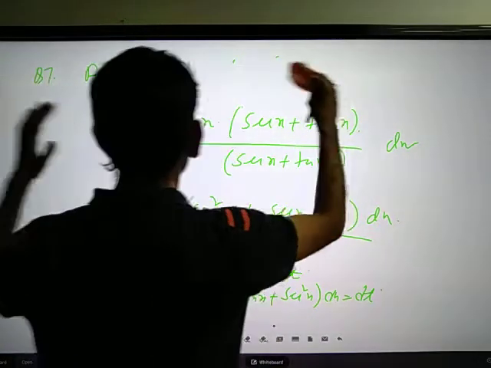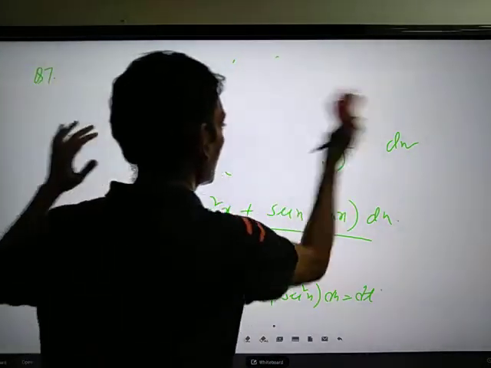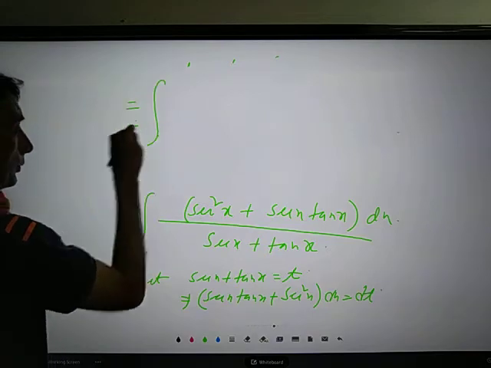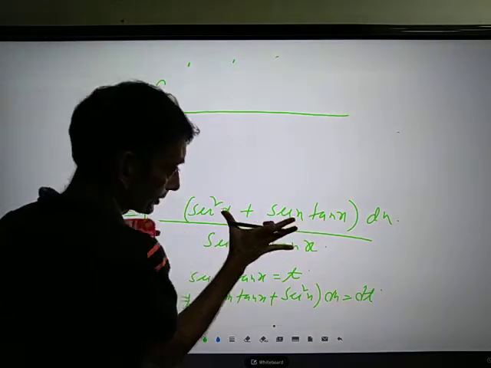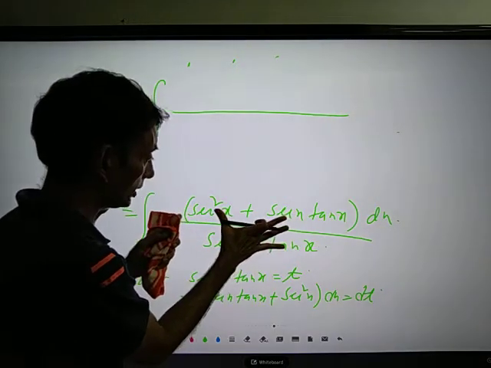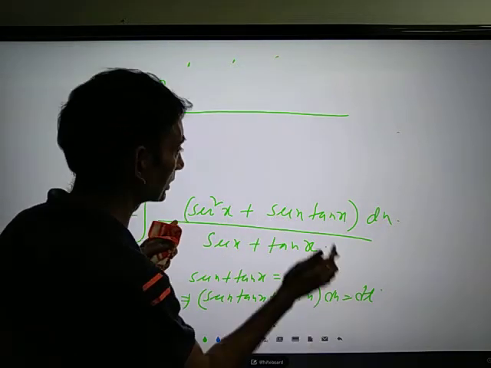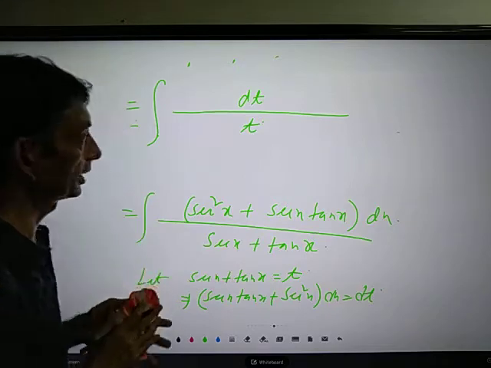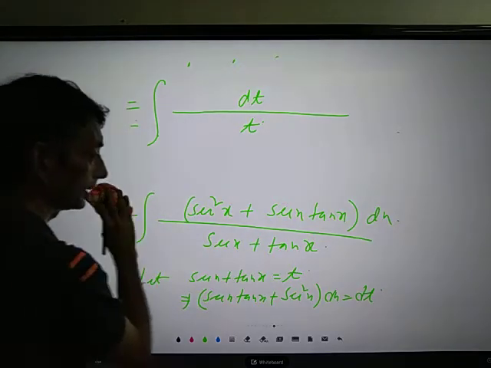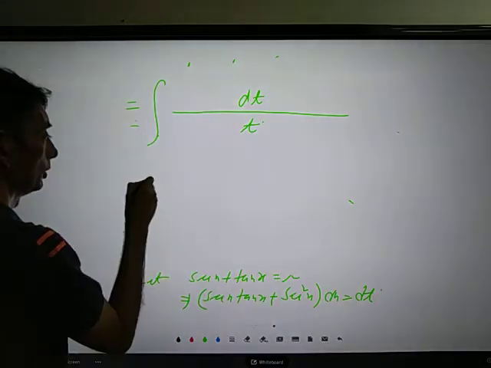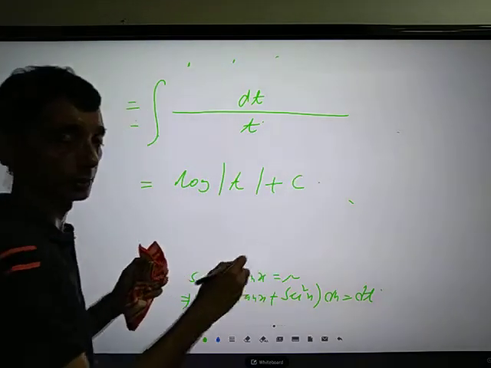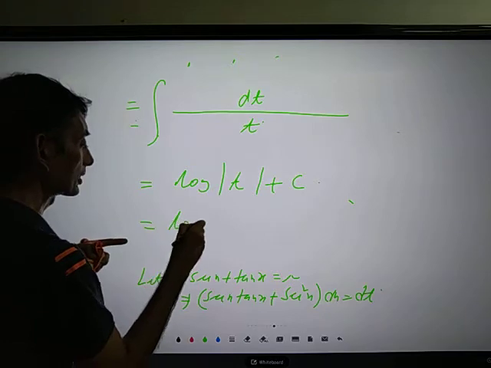So this gives us a very simple expression. What is that? The numerator expression can be replaced by dt, and the denominator is t. So it gives us dt by t, which is equal to log mod t plus c. So it's becoming a very simple integral.